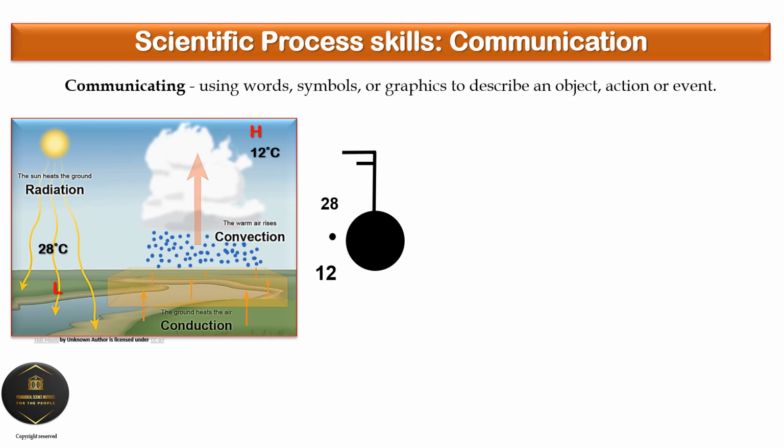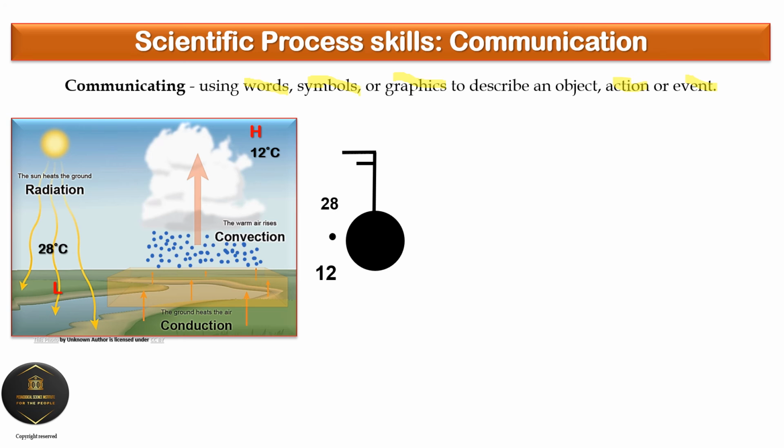Now, after predicting and all of that, you need to communicate the information you've received, right? And you must know that the communication process may use words, it may use symbols, it may use graphics to describe an object, action, or event.